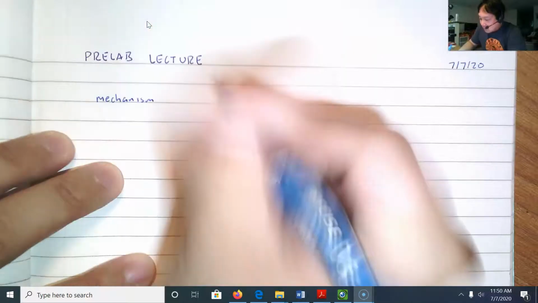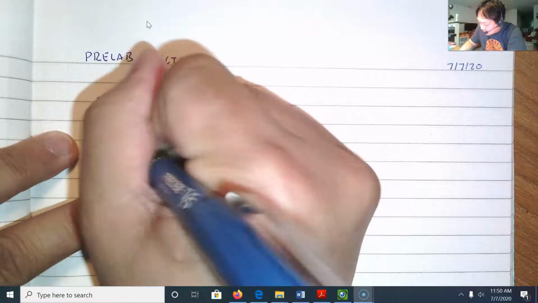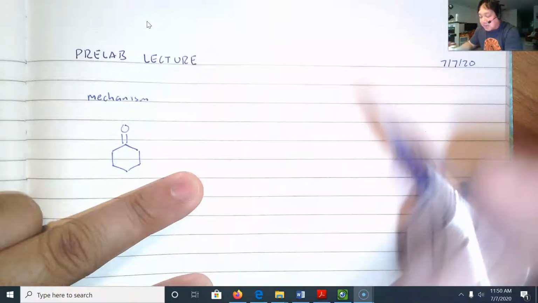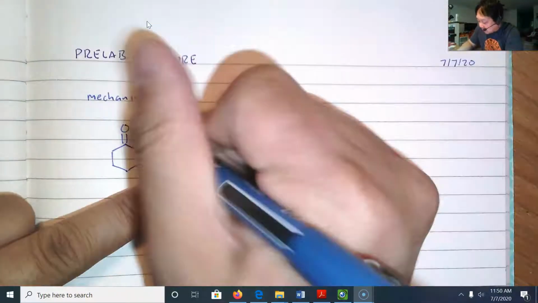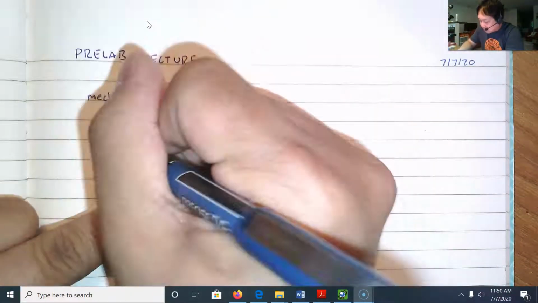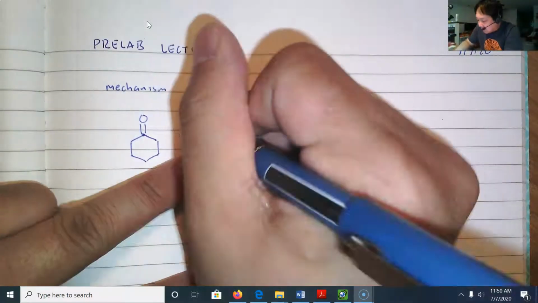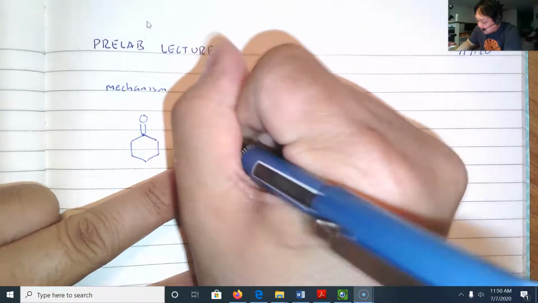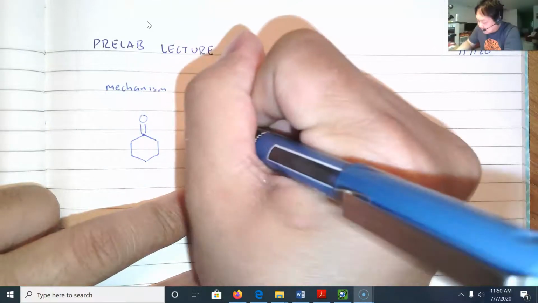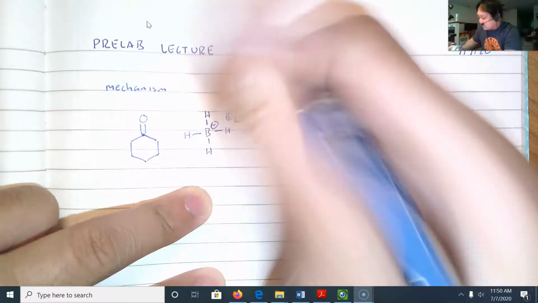Mechanism. And let's see. We have cyclohexanone. We're going to draw the sodium borohydride like we did the lithium aluminum hydride in the lecture video by presenting one of the hydrogens to this carbon of the carbonyl. Hopefully that's clear. It's a little bit light. So sodium borohydride. So you have 4 hydrogens around boron. This is negative. You could probably guess that because we don't have lithium.